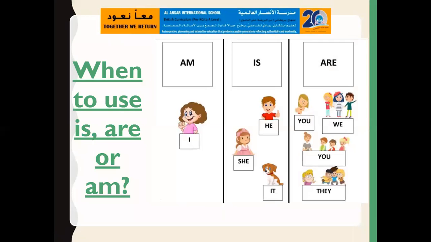Now let us see if we understand the rules. When you are talking about yourself, you will say, I am. When you are talking about something else or someone else, you will say, it is, she is, or he is. If you are talking about many other people, then you will say, they are, or we are. And if you are talking to many other people, then you will say you are.